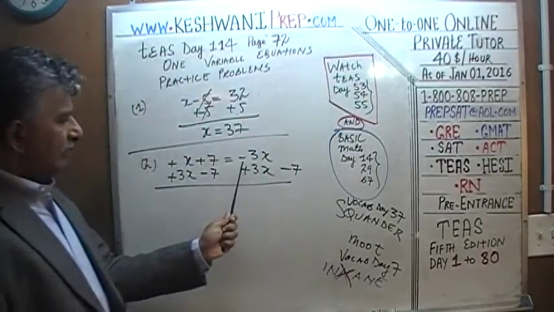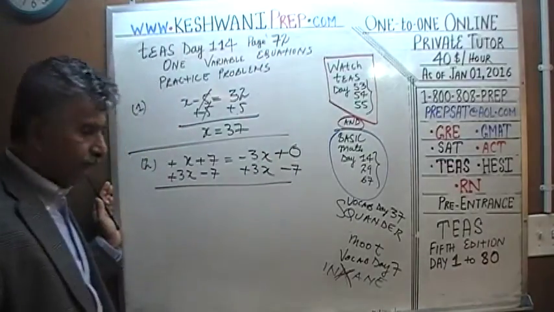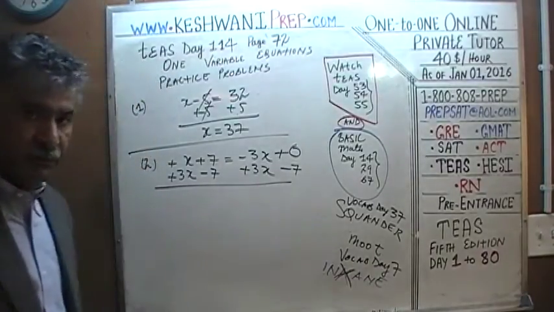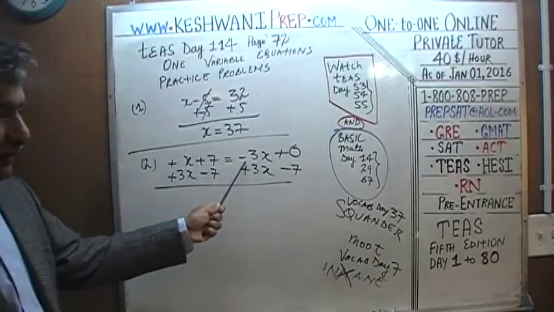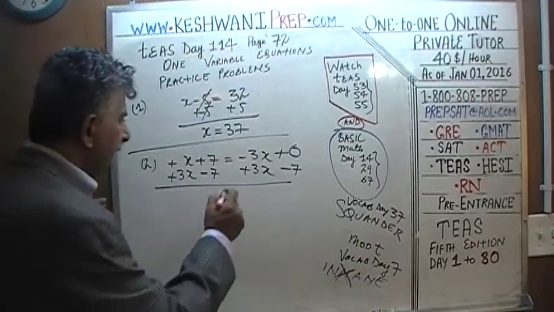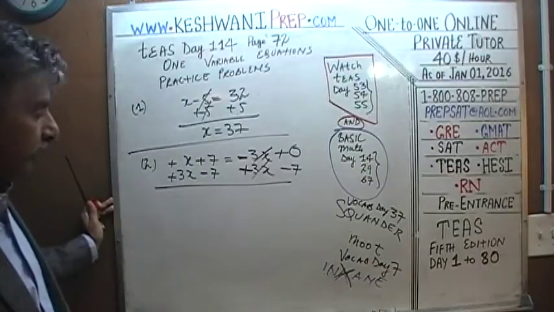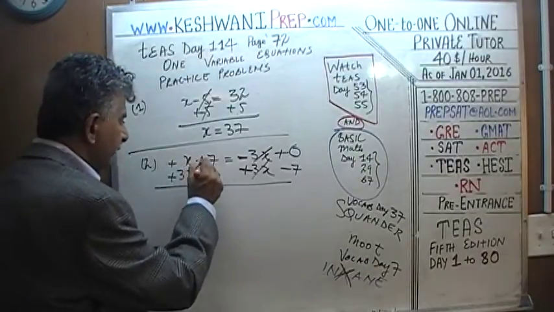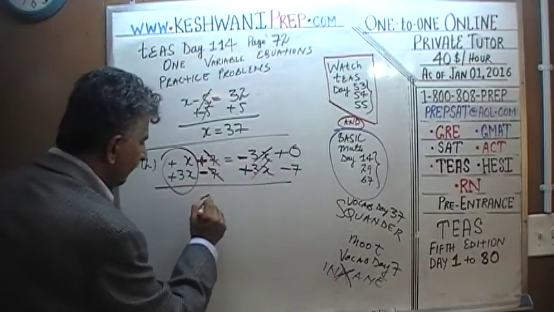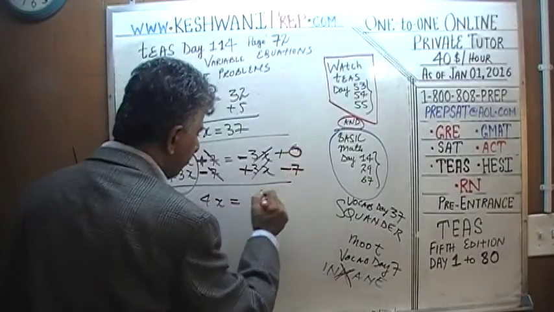So here on this side we have negative 3x. Think of this as negative 3x plus 0, if it helps you. Do you understand what we just did? We had x plus 7 equals negative 3x. We want to bring the 3x to this side, so add 3x to both sides. If you do that, this negative 3x and this positive 3x will cancel each other, which was the whole point. And on this side, we have a positive 7 and a negative 7, they will cancel each other. We are left with x plus 3x, which is 4x. 4x has to equal 0 minus 7, which is negative 7.